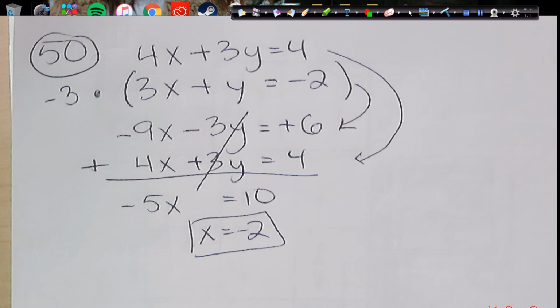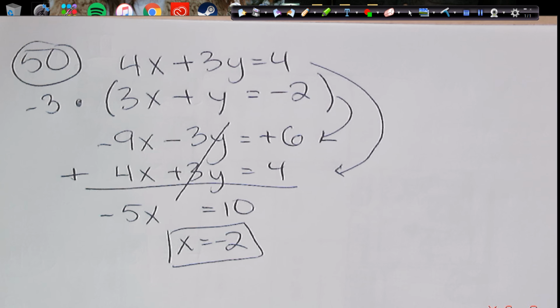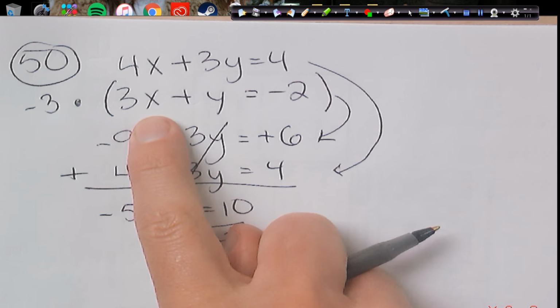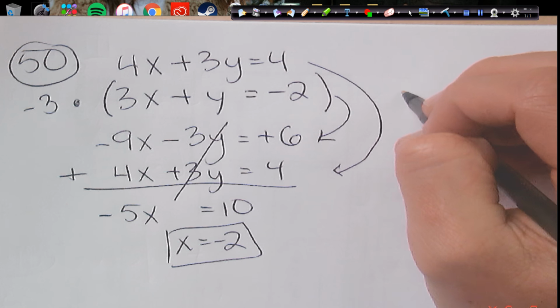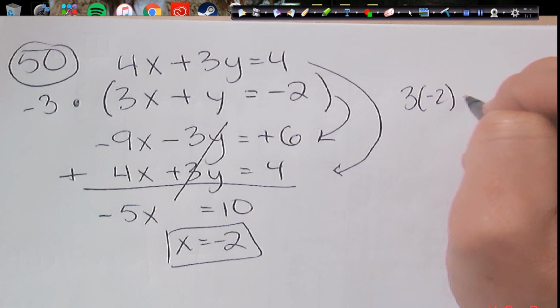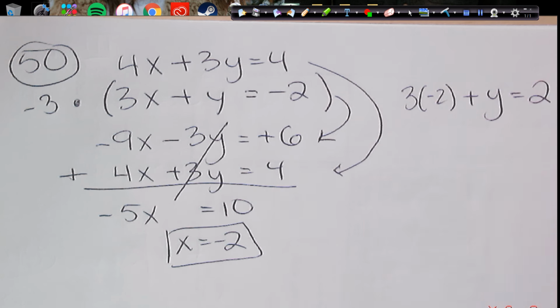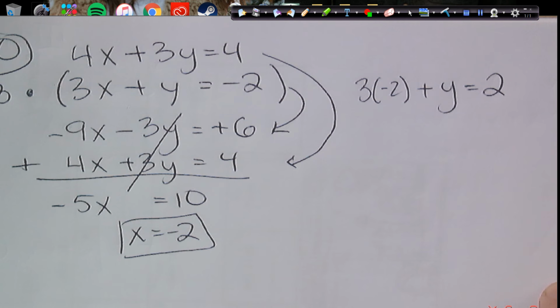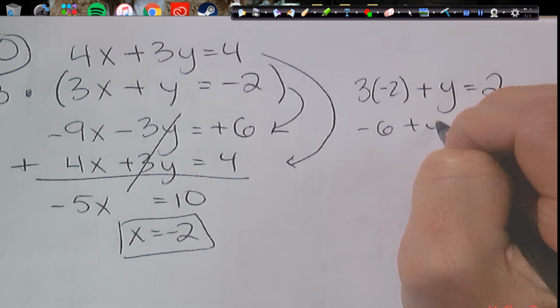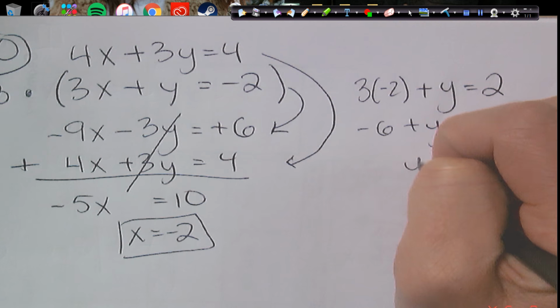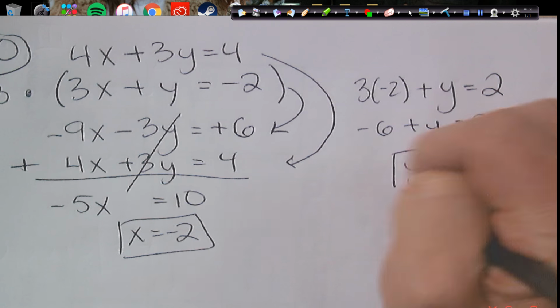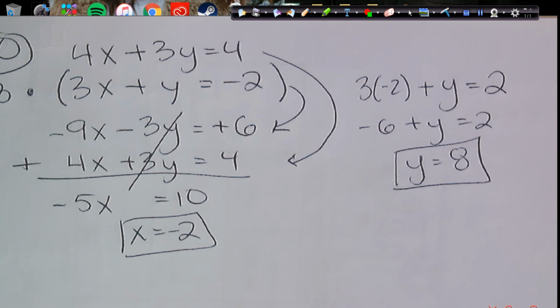Once you find x, you can plug it back into any of the equations and solve. I'm going to plug it into this one right here. And we get 3 times negative 2 plus y equals negative 2. So that's negative 6 plus y equals negative 2. Add the 6 over, y equals 4. So those are our two answers for that.